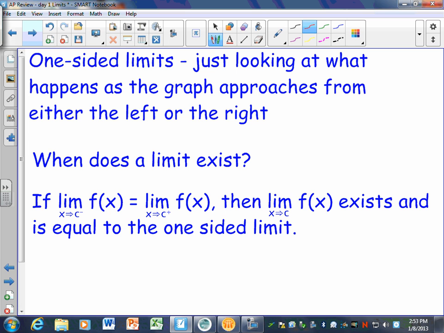We also talked about one-sided limits. Remember that that's just looking at what happens as you're approaching either the left or the right. A lot of times this has to do with, we talk about asymptotes a lot. When does a limit exist? You have to prove that the left hand and the right hand limit are equal to each other. So whenever they ask you to prove that something's true or justify your answer, you're looking to show that the limit as x approaches c from the left of the function is equal to the limit as x approaches c from the right. Then the limit exists and it's equal to whatever you got for the limit there.